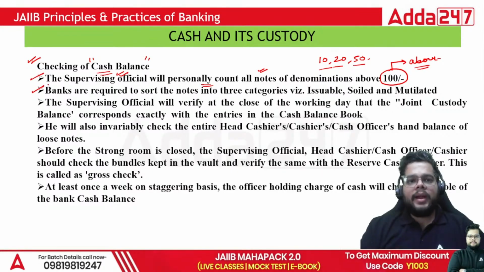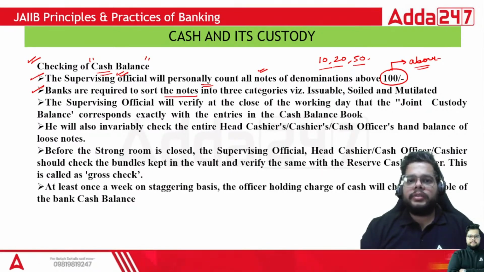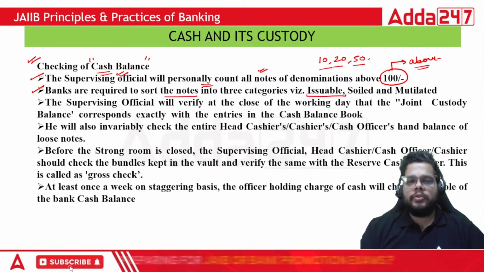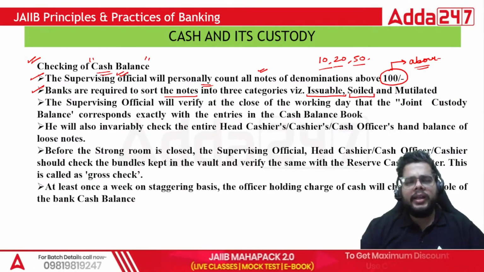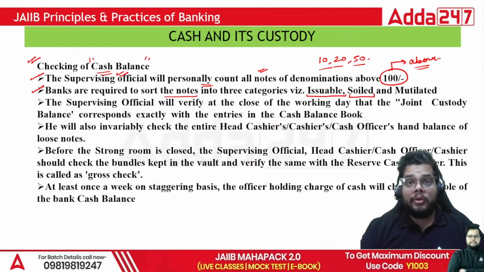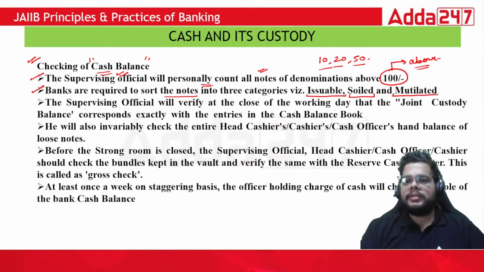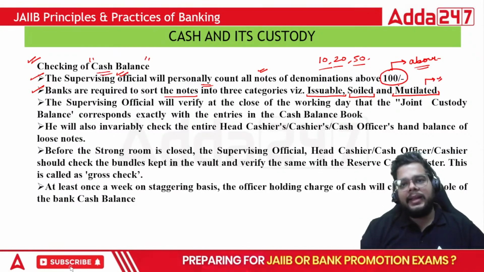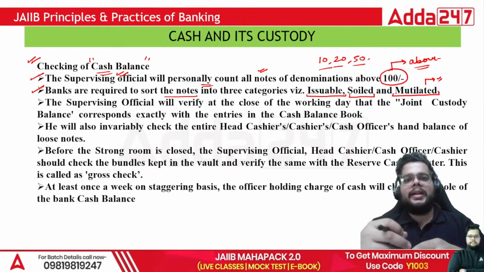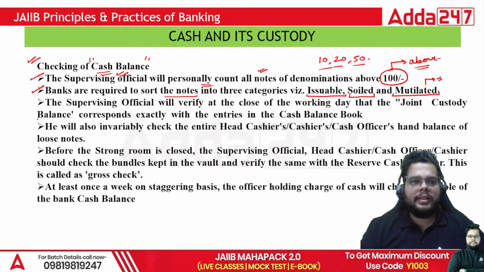The banks are required to sort all the notes into three categories: issuable, which you can issue to a customer; soiled, meaning they are old enough but not mutilated; and mutilated. Mutilated means what? Serious wear and tear has happened. The categorization will be such, and you will be making bundles based on this categorization only in the branch.